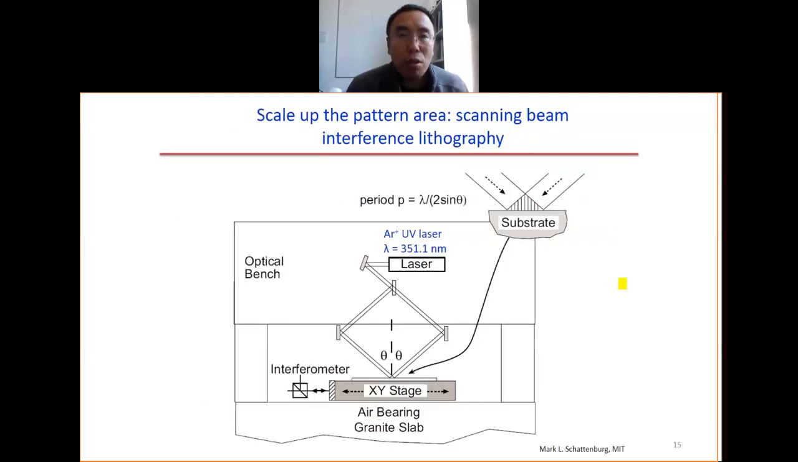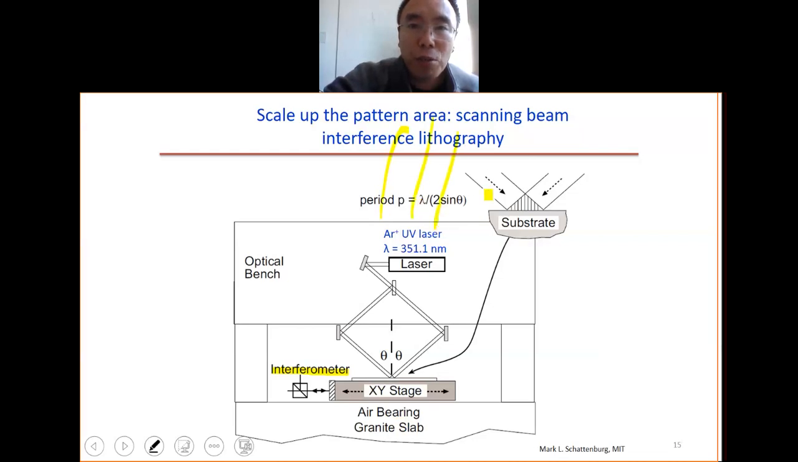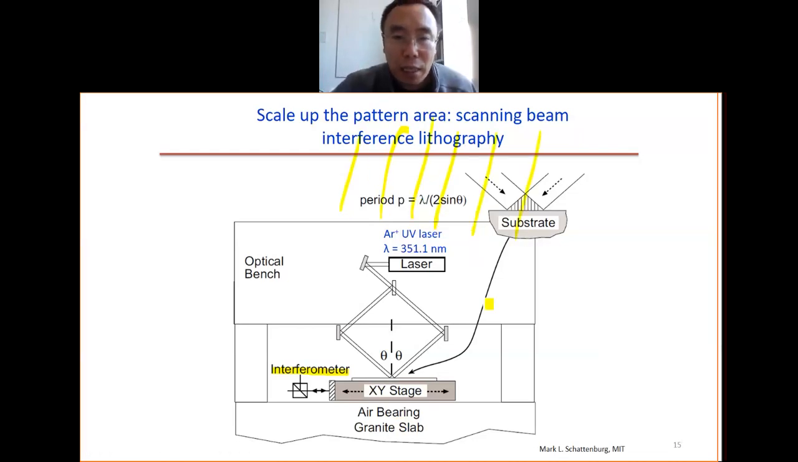So now let's look at how to make a large pattern area. As we said, the pattern area is limited by the coherence length and the vibration and other things of the optical system. To have a very large pattern area, we can use a very precise stage. This is called an interferometer stage. If this stage is very precise, we can first expose a small area. So you can consider we first expose this area, so we have many lines. Then we move the stage and expose another area.